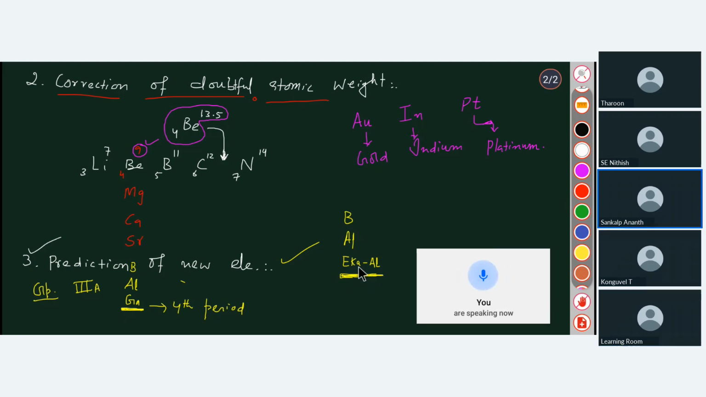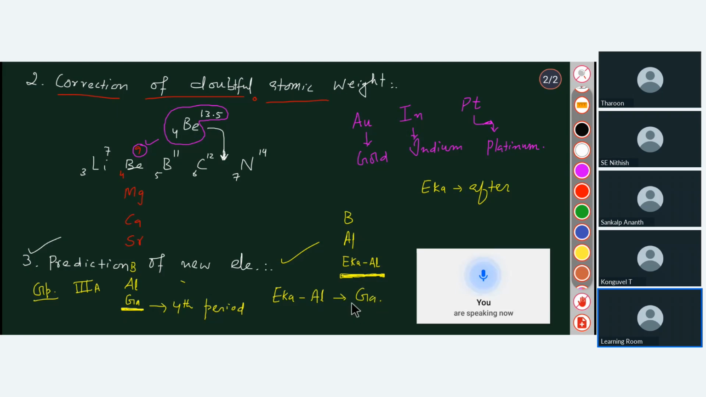Did he name it that, sir? Then he could name everything as 1 after hydrogen, 2 after hydrogen, 3 after hydrogen. Exactly. So what does Eka mean? Eka just means after. So after aluminum, the next element which was then discovered. So Eka aluminum was your gallium. You have to remember that Eka aluminum was gallium, which got discovered later on.